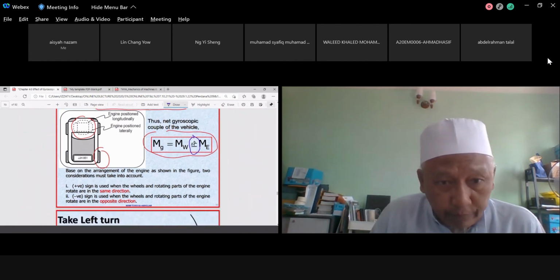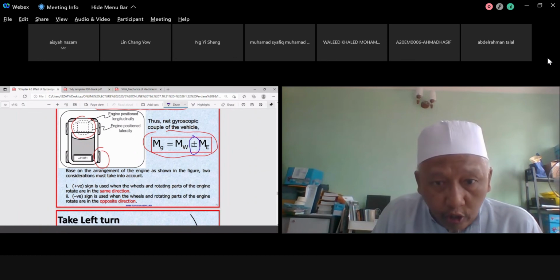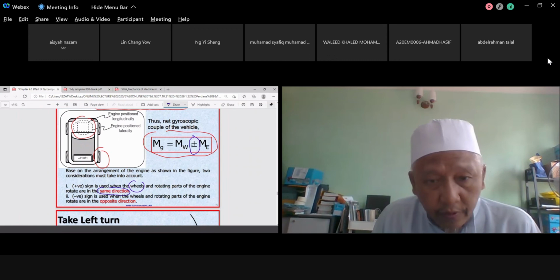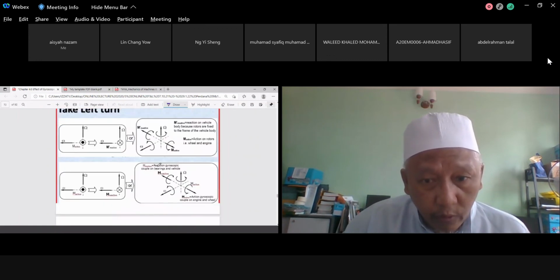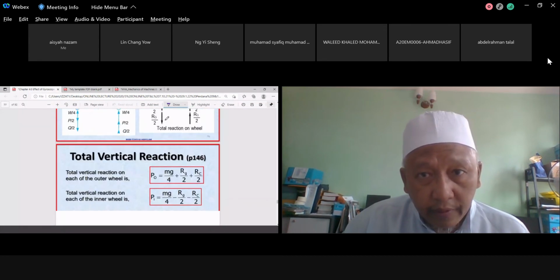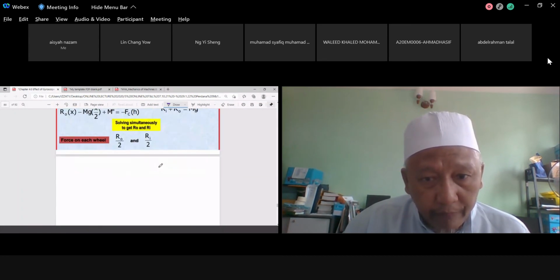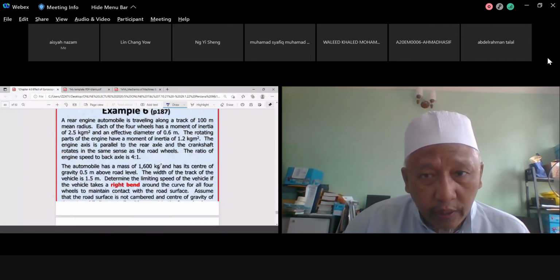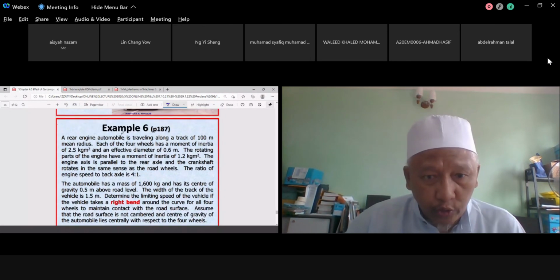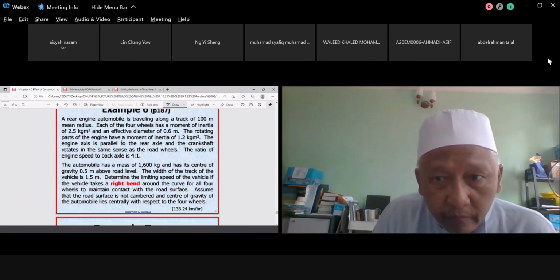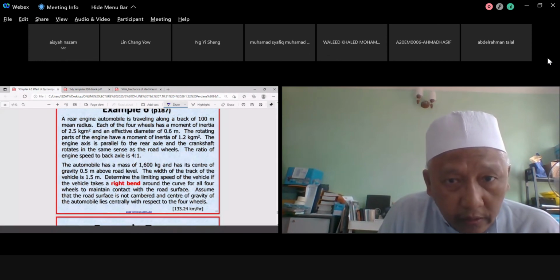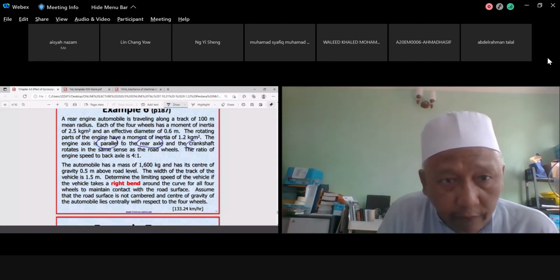For example, you give plus because you found that the wheel and the engine are rotating in the same direction. How do you know? The equation will provide you the information. For example, look at here. I want to expose to you this one. They mention the engine axis is parallel to the rear axle and the crankshaft is rotated in the same sense of the road wheel. So what does this mean?